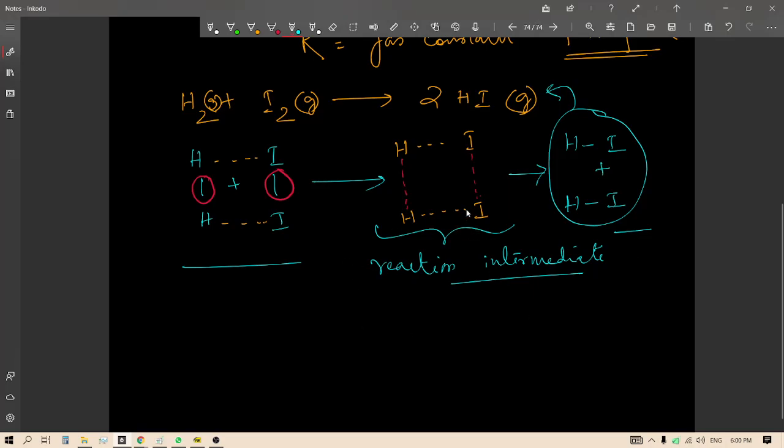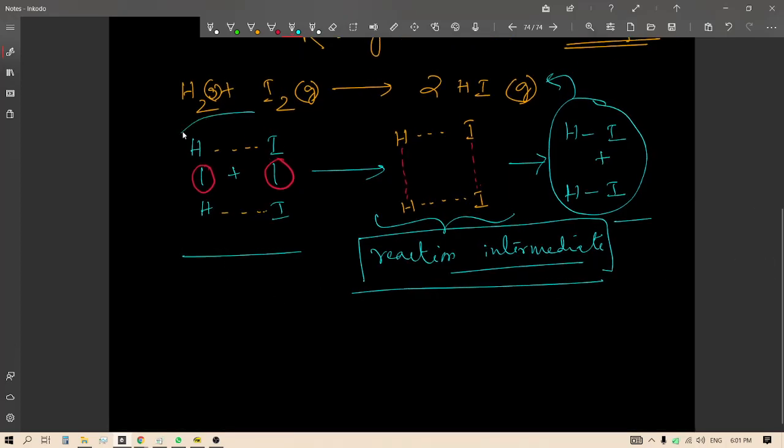So what does this reaction intermediate indicate? It indicates that old bonds are broken and new bonds are formed. And ultimately this reaction intermediate forms the new product, which is hydrogen iodide as per this example. In order to form this reaction intermediate, reactants need a particular energy. And this reaction intermediate is also called an activated complex.